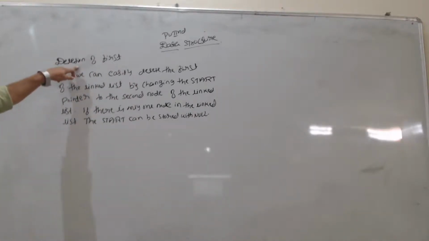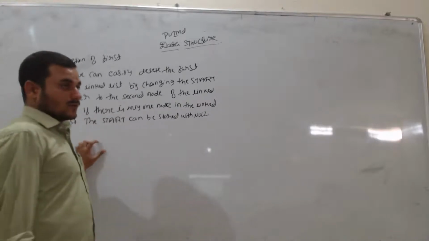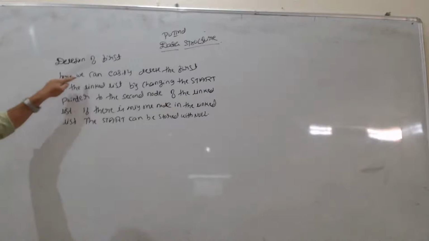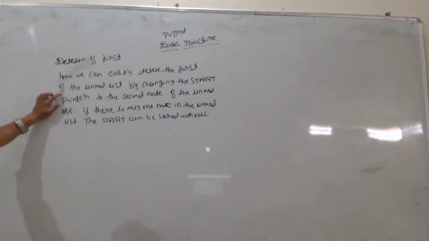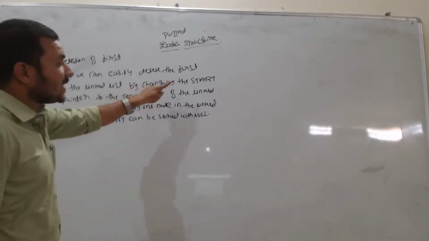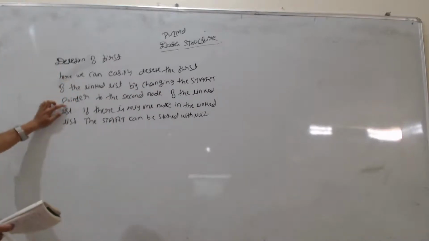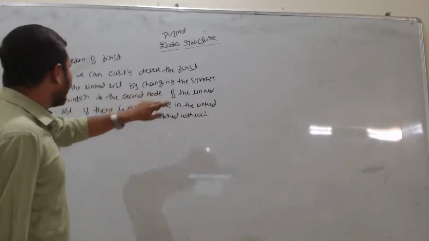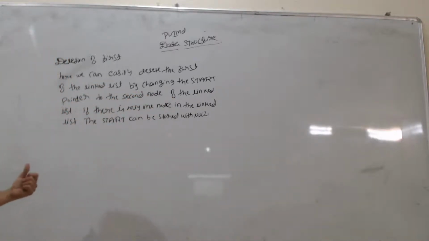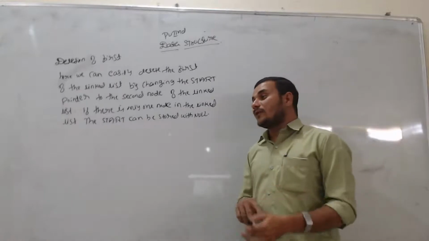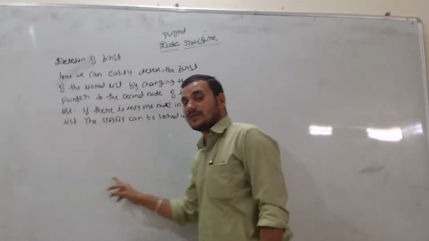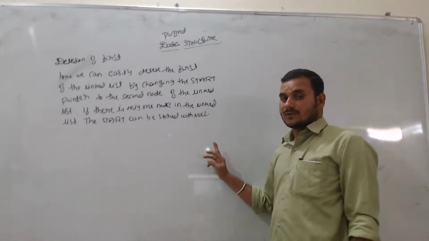Here we are deleting the first node. How? We can easily delete the first node of the linked list by changing the starting pointer to the second node of the linked list. If you have three elements, you can take three nodes. In those three nodes, if you delete the first node, the starting pointer will point to the second node, that is, position number 2.